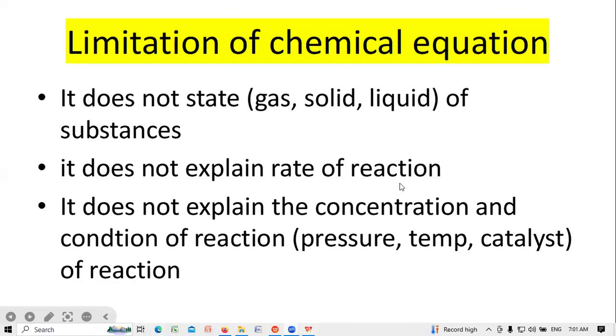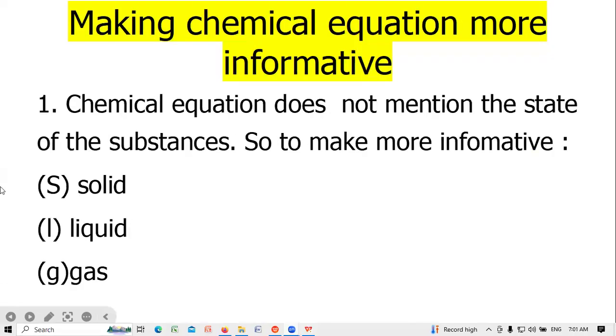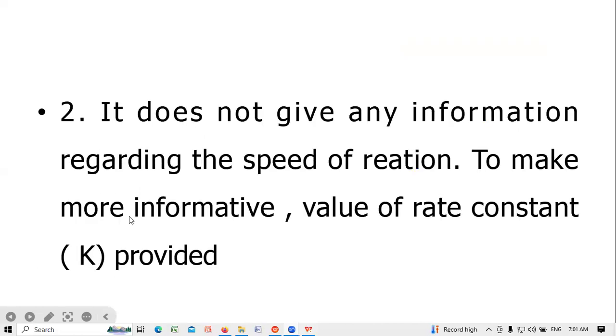Limitations of the chemical equation: it does not state whether the substance is gas, solid, or liquid. It does not explain the rate of reaction. It does not explain the concentration and conditions of the reaction, such as pressure, temperature, and catalyst. Making the chemical equation more informative: the chemical equation does not mention the state of the substance. To make it more informative, solid, liquid, gas should be indicated in the chemical equation. It does not give any information regarding the speed of the reaction. To make it more informative, the value of the rate constant is provided.